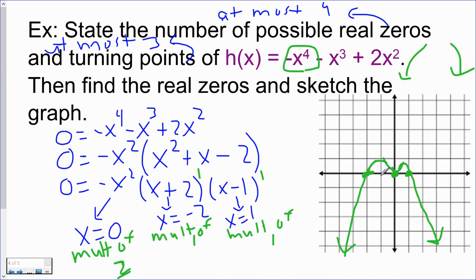Since this was a multiplicity of 1, and that was a multiplicity of 1, they went straight through the graph. This one came from above and kept on going up. This one came from the top and kept on going down. This multiplicity was even. That was a 2, so it bounced off the graph.